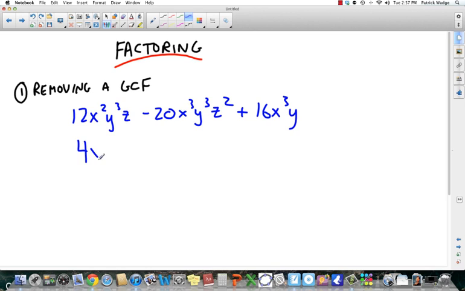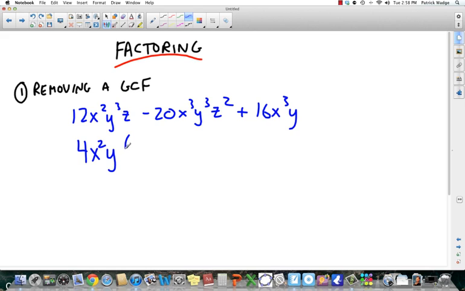The way a lot of people think of it is take the smallest exponent. 2, 3, 3 on the x's, smallest number is 2. For the y's, we have 3, 3. What's on this one? 1. So smallest is 1, so we can only get a y out of there. Z, we've got 1z, 2z, and no z, so we can't take any z's out. You can't get a z out of this one. This is your greatest common factor, 4x squared y.